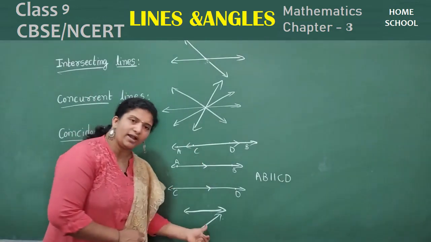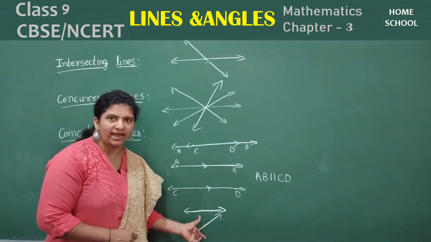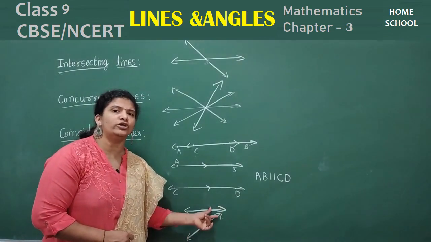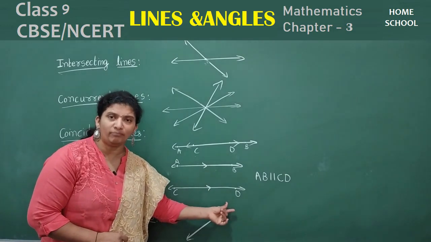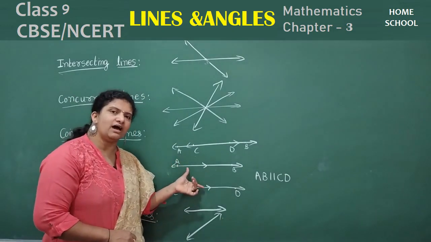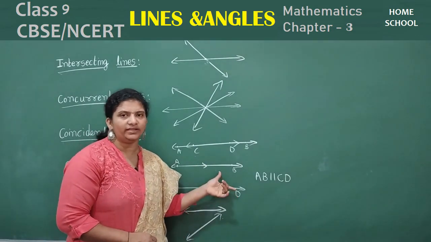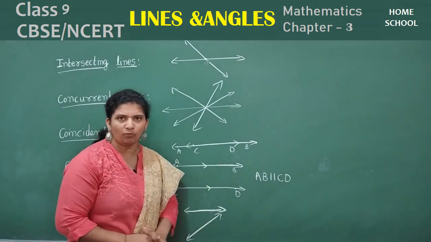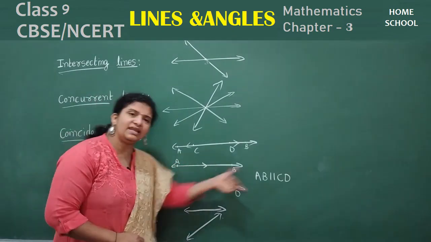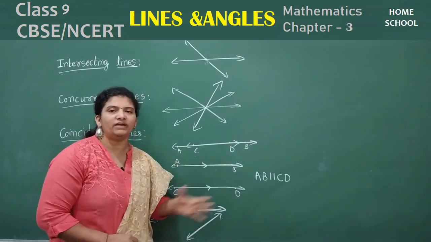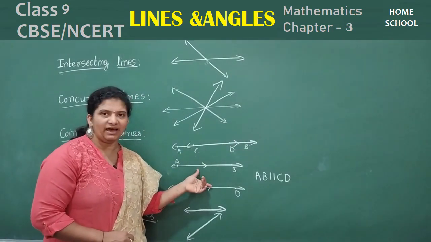Okay, so here what happens? These two lines, when extended, are not going to meet at any one common point. So if two lines are extended, they don't meet at any one point. There is no common meeting point, right? They extend indefinitely without meeting. So these two lines are parallel.